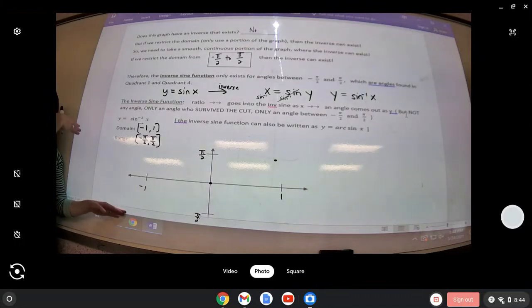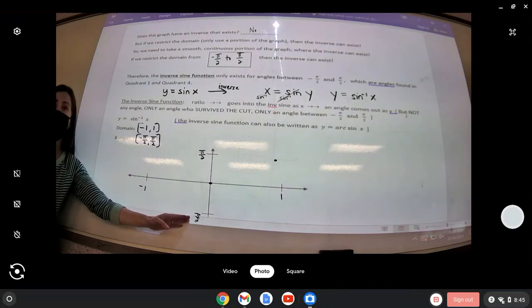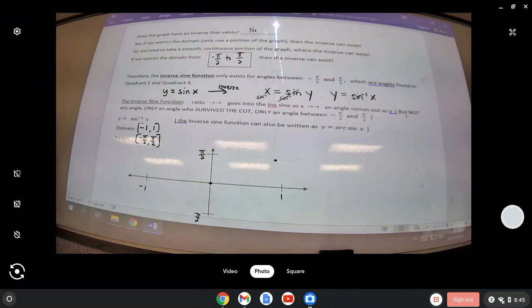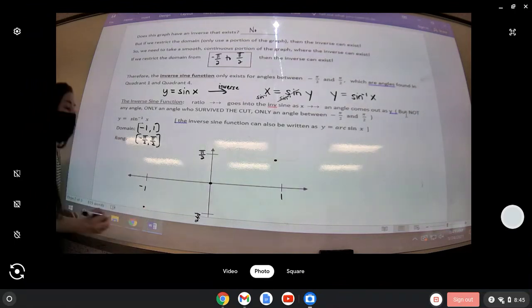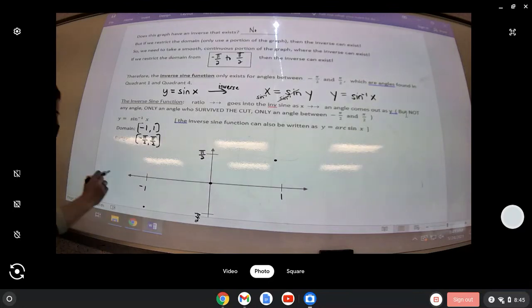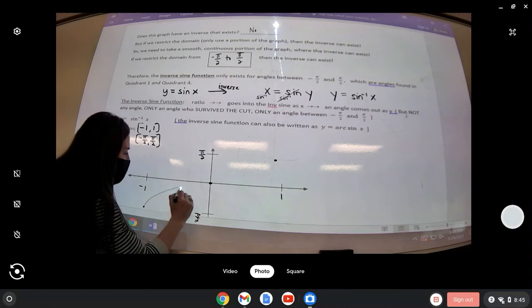And then before, on the regular sine graph, you would take the sine of negative pi over 2, and a ratio of negative 1 came out. Now, a ratio of negative 1 will go into the inverse sine, and it will spit out an angle of negative pi over 2. Remember, on an inverse function, the ordered pairs reverse. So now, this is what the inverse sine graph looks like.